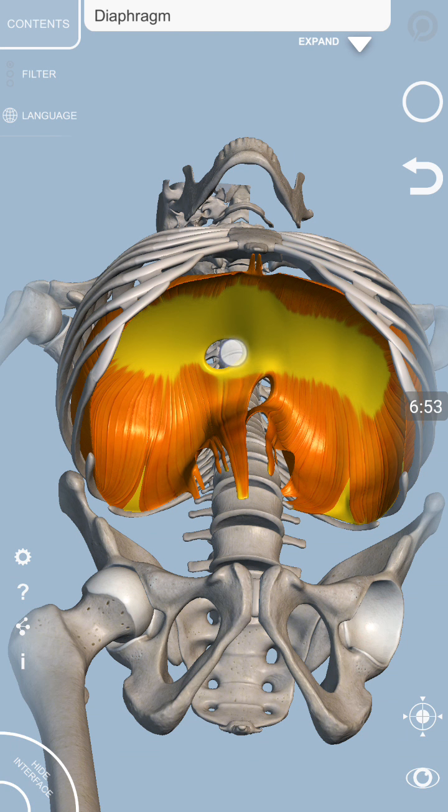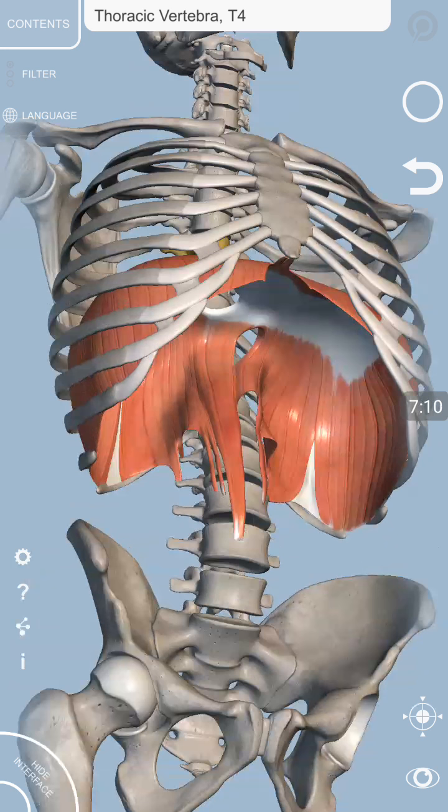And then at the T8 level, in the central tendon, we have got the inferior vena cava. This opening is tendinous in nature and allows the inferior vena cava and the right phrenic nerve to pass through it.